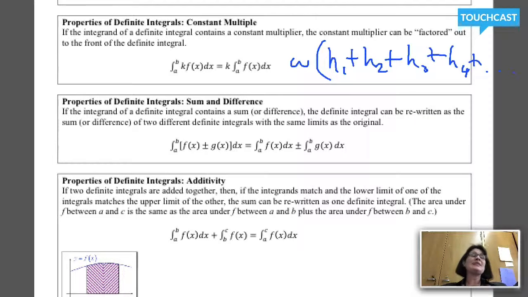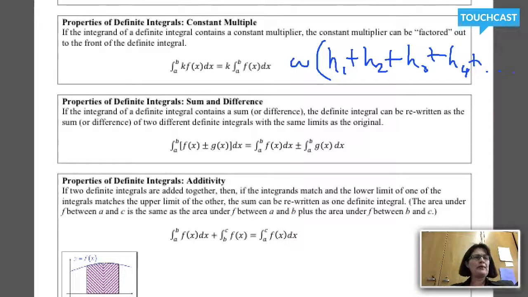Next rule, sums and differences. Just remember how when you found the derivative of two functions added together, you just added together two derivatives and it was really, you're like, oh, I like that rule. It's easy. You don't even have to think about it. Same goes for adding up definite integrals. If you have an integral whose integrand is a sum, so two functions added together, you can separate that out into two separate integrals and find the areas separately and add them. Same goes with subtraction. You're really just having a constant multiplier of -1.